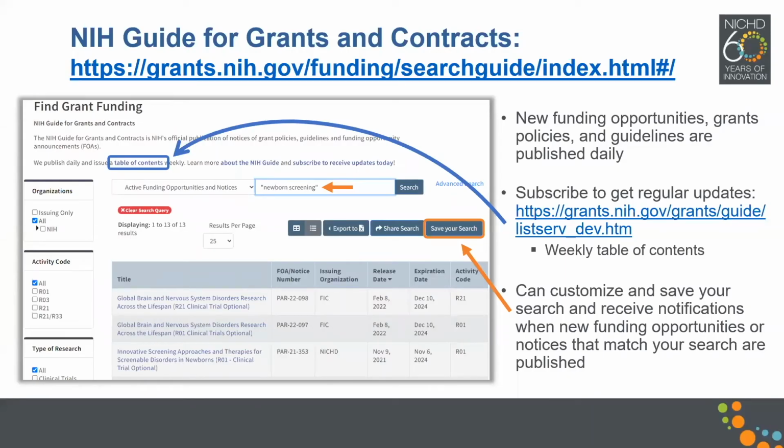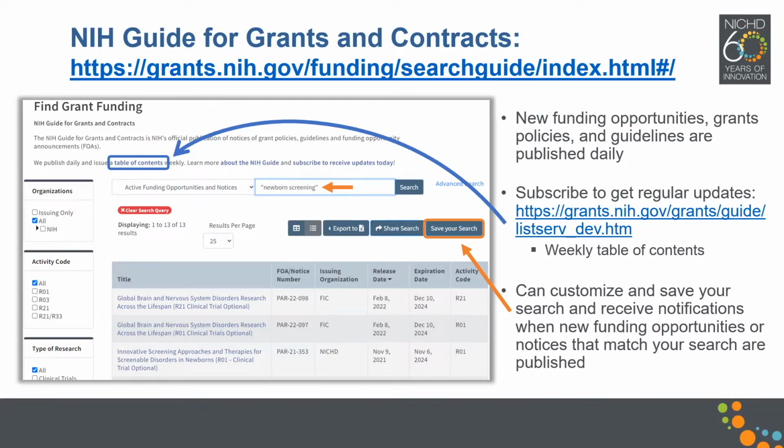So the first place that you should go is called the NIH Guide for Grants and Contracts, and I've included the URL at the top of this slide. This is the place where all funding opportunities are published, and any kind of new NIH policy updates and guidelines are also published through the NIH Guide.